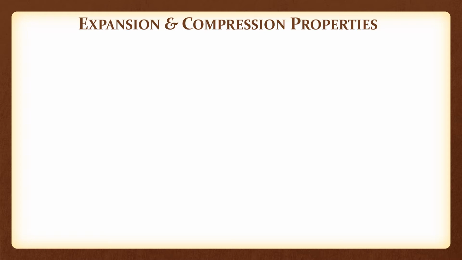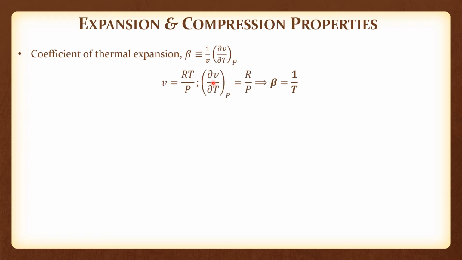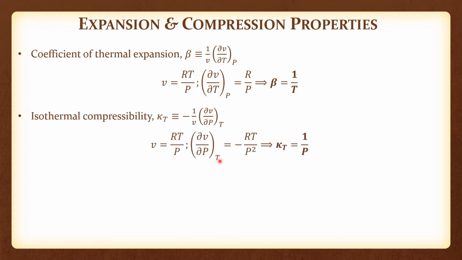Now we look at the expansion and compression properties of an ideal gas. Coefficient of thermal expansion is defined by 1 by V ∂V/∂T at constant pressure. V is RT by P, therefore ∂V/∂T at constant pressure is simply R by P, temperature being in the numerator. So beta is simply 1 over temperature. Isothermal compressibility is minus 1 by V ∂V/∂P at constant temperature. And V is RT by P, therefore ∂V/∂P at constant temperature is minus RT by P squared. This can be simplified: RT can be written as PV, and the V will get cancelled, and then kappa T is simply 1 over pressure. So beta by kappa T is simply P over T or R over V.